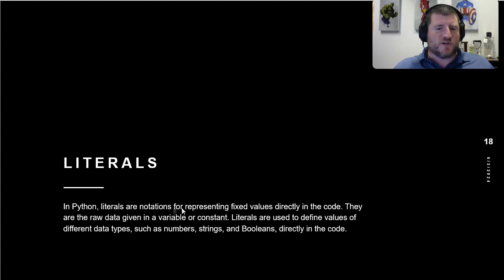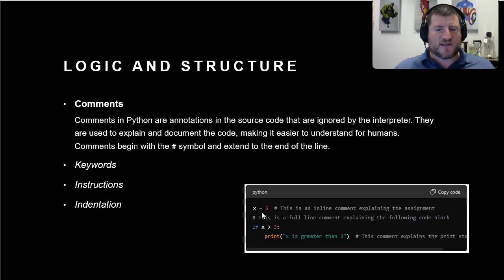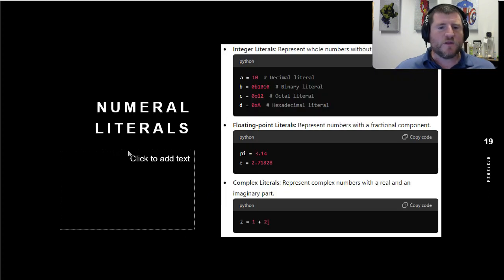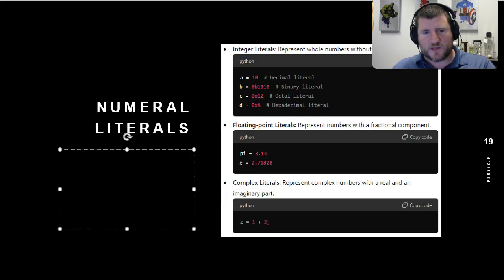So literals are just notations for representing fixed values directly in the code. So in this case, x equals 5. 5 is a literal number. This is a number that you have typed in exactly what it is. X is actually a variable. Now, the value of 5 is assigned to x, but the number 5 itself, when you write it, is a literal value. So, generally a literal is something that you actually punch in, saying this is the value I want to work with. So there's numeral literals.